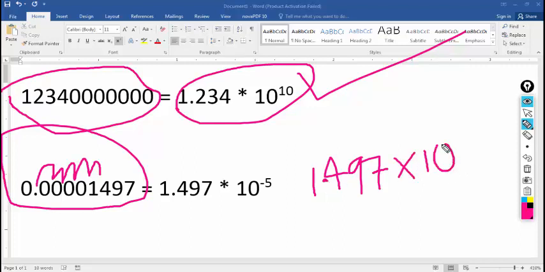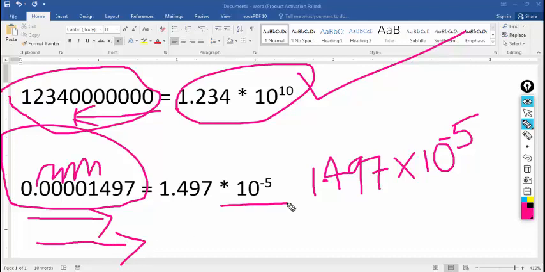of minus 5. Why is it minus 5? Because in this case we have moved the decimal point towards the right, but in the previous example our decimal point was moving towards the left. So whenever you move towards the left, you have to multiply it by 10 to the power of some positive number, and whenever you move the decimal point towards the right, you have to multiply it by 10 to the power of some negative number. So I hope scientific notation is clear.